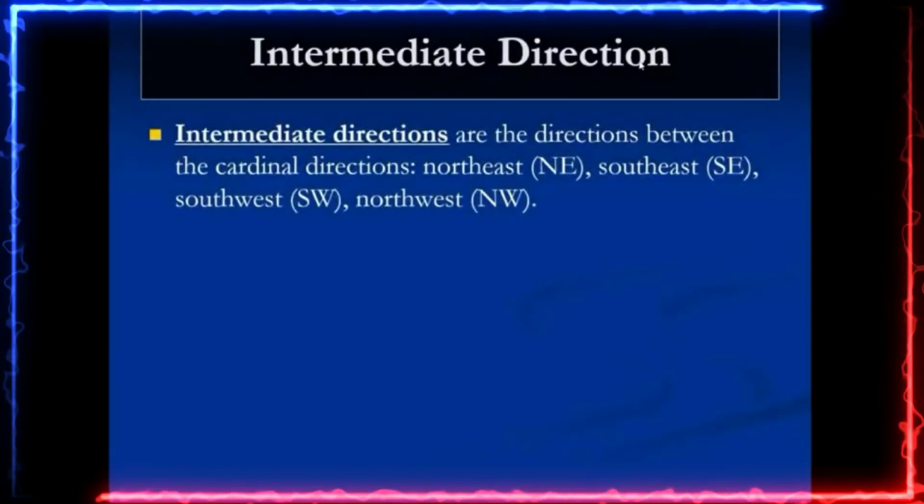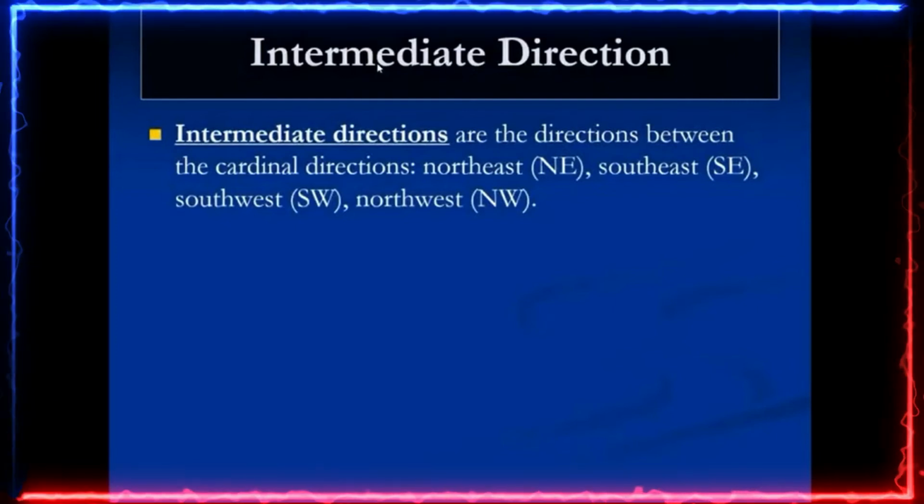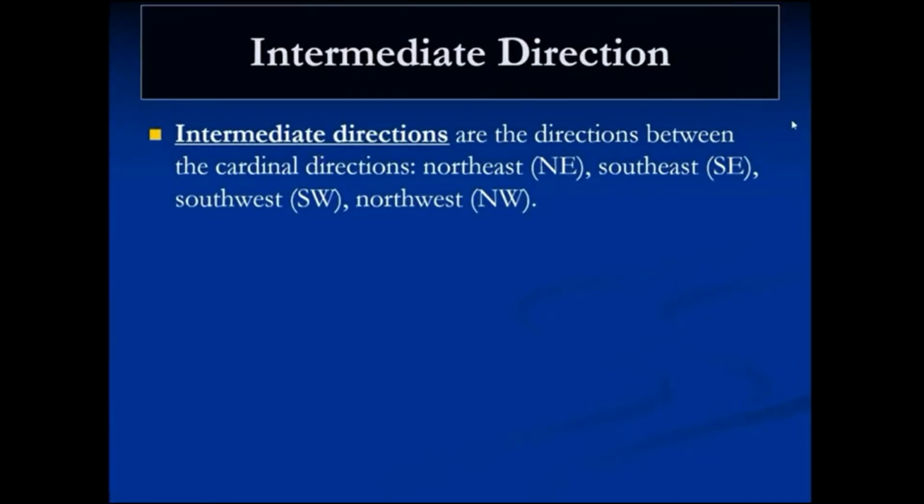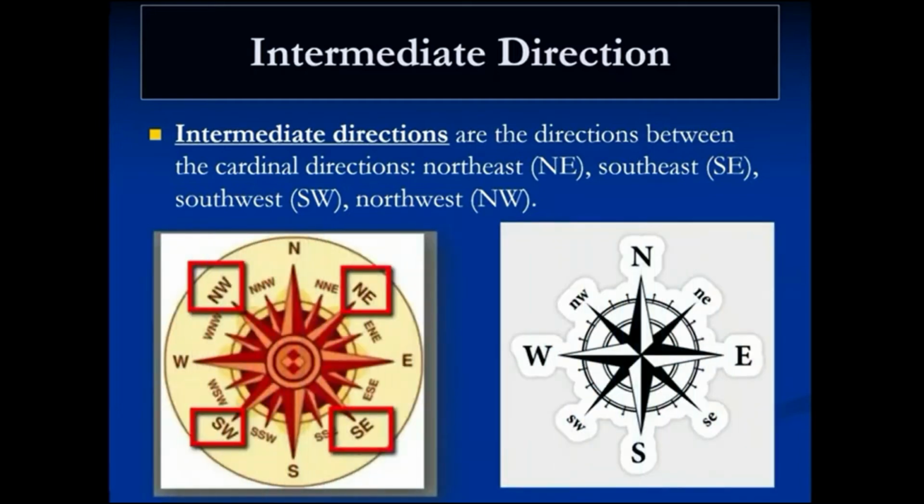Okay, the next term is intermediate direction. Intermediate directions are the directions between the cardinal directions, and these are northeast, southeast, southwest, and northwest. So you can see here, these are 2 compass roses, and you'll see not only do they have the cardinal directions, north, south, east, west, but they also have these in between. So if you're halfway between north and east, you say you are headed northeast.